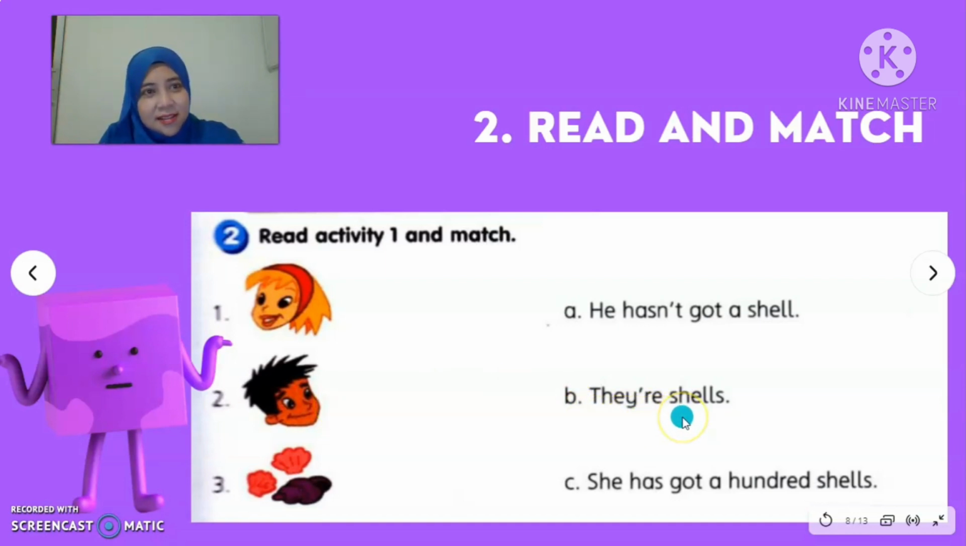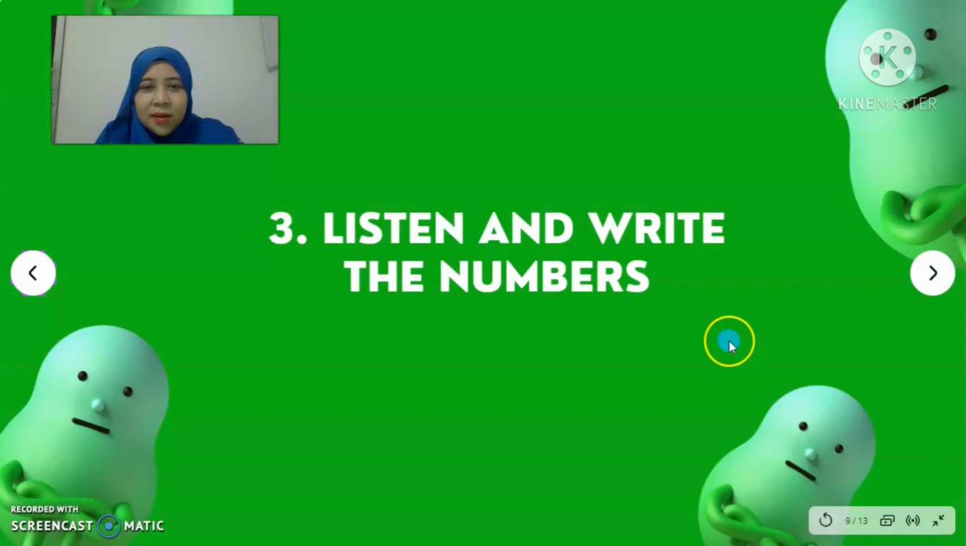There are shells. So which are shells? Yes, this one are shells. She has got 100 shells. Who has got 100 shells? Of course, Anna has got 100 shells. All right, good job. Now let's listen and write the numbers.